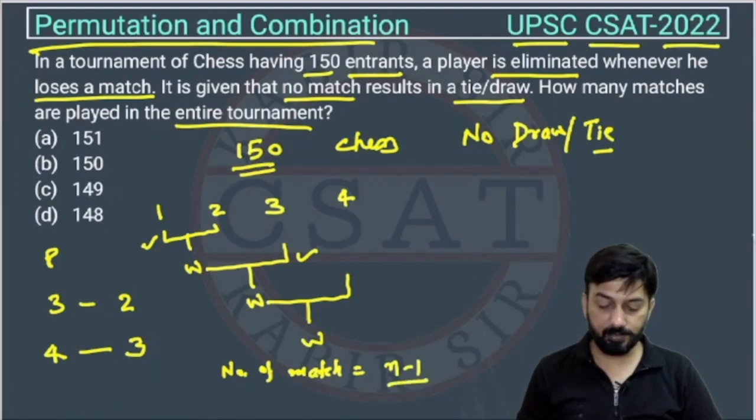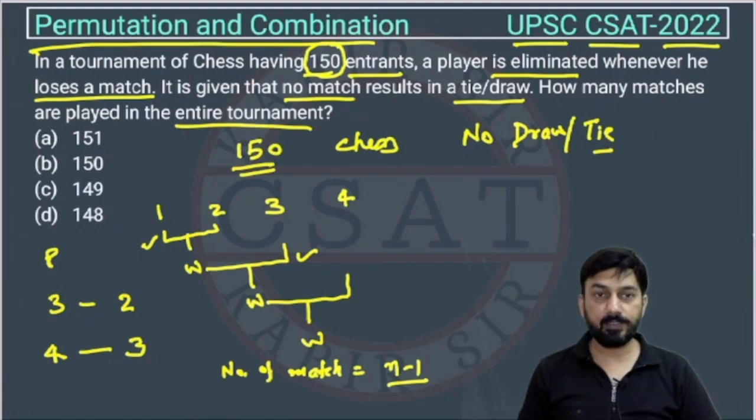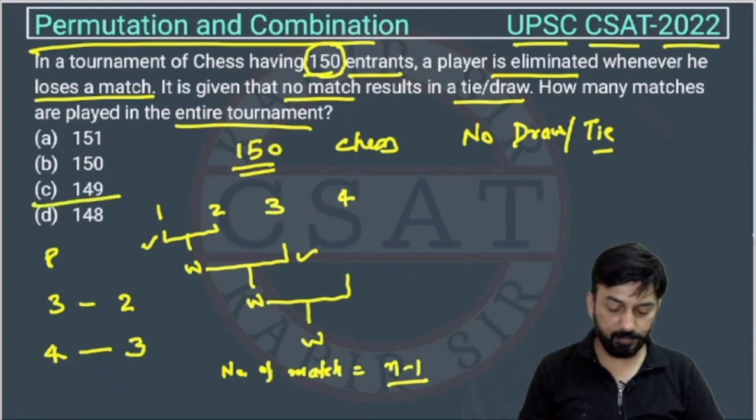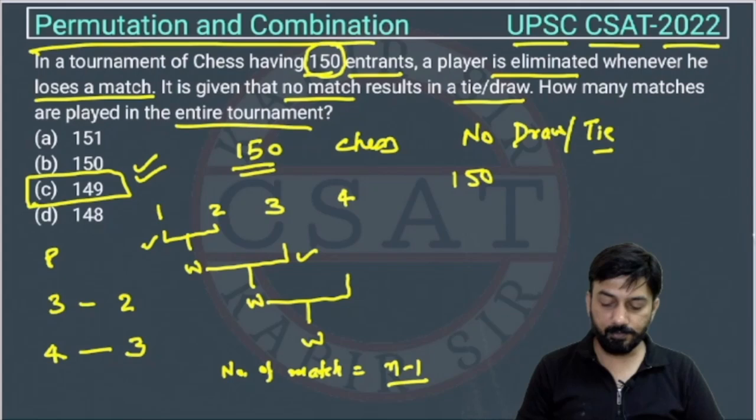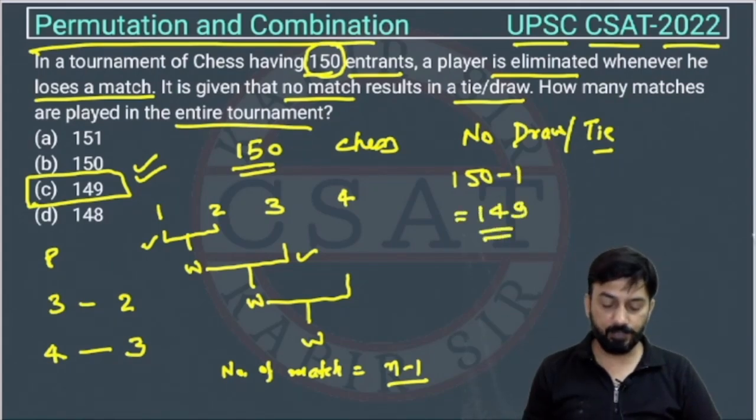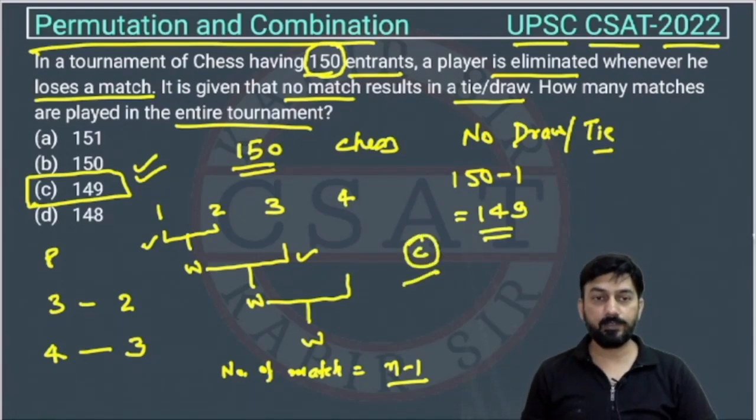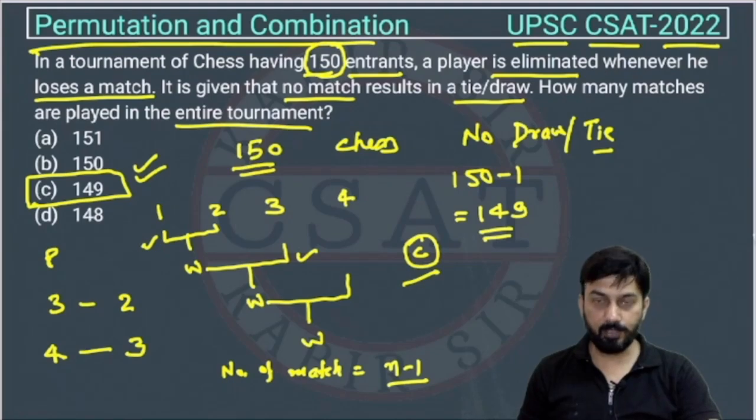So in the given question, there are 150 entrants. So how many matches will there be? 150 minus 1, so 141. So the answer is option C, right? So 150 minus 1 will be 149. So the total matches will be 149. So the answer is option C. See, this is a very easy question, right? You just need to know the concept here.